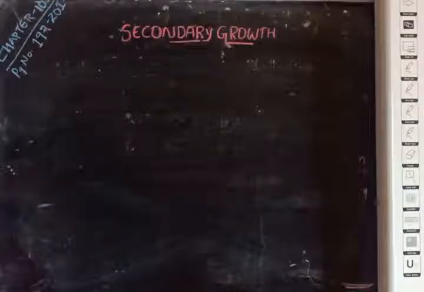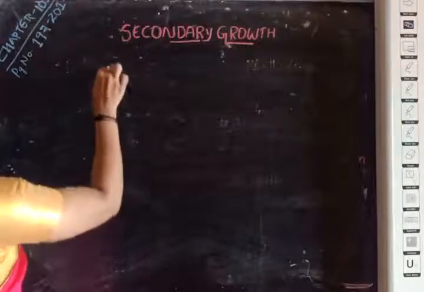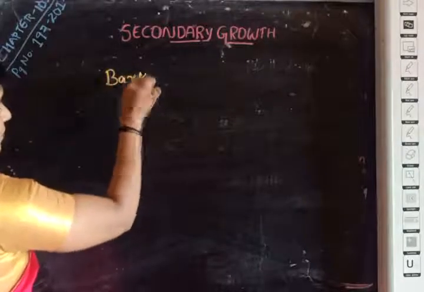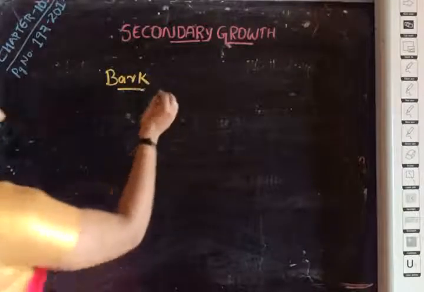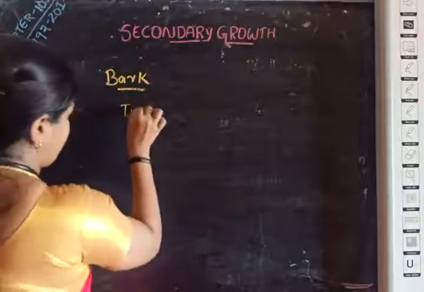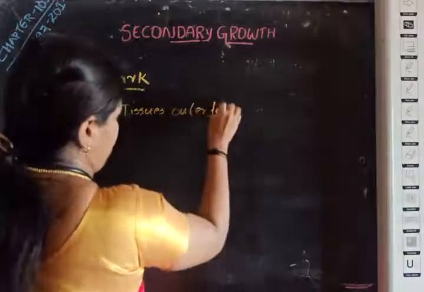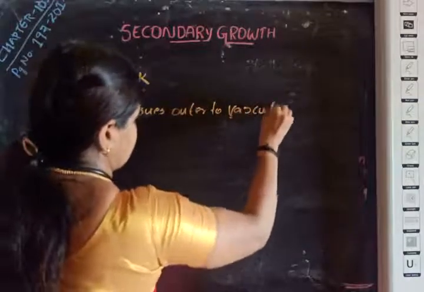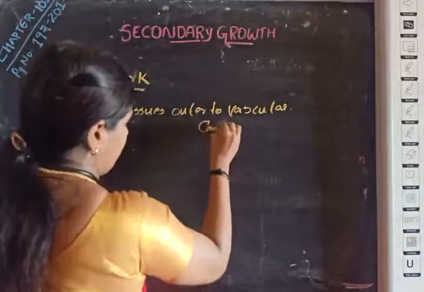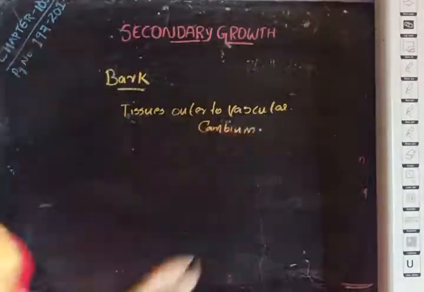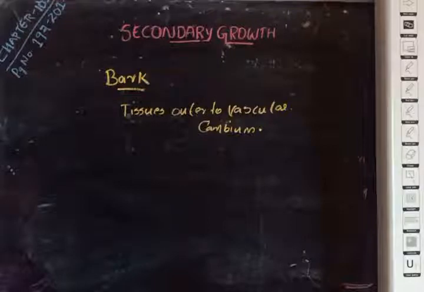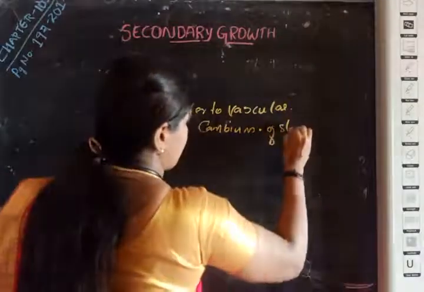Now we are moving to bark. What is bark? Bark is simply the tissue outside the vascular cambium. Tissues outer to the vascular cambium are called bark. So, bark is the tissues outside the vascular cambium of the stem.